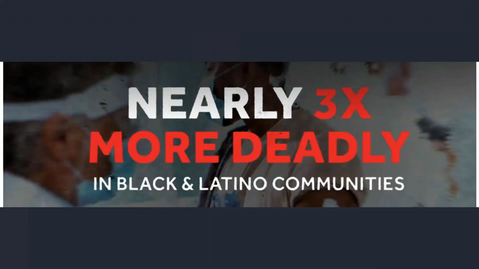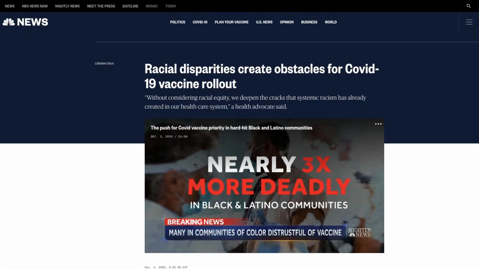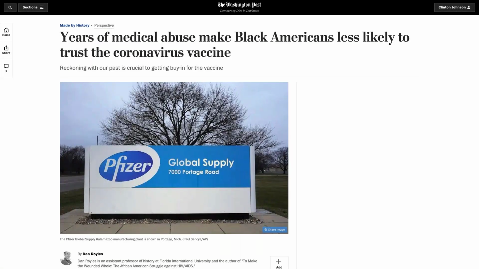And while the pandemic has proven to be nearly 3 times more deadly for Black and Latino communities, racial disparities continue to create obstacles for addressing COVID-19. So government agencies and medical institutions are grappling with historic and contemporary racism that are a significant factor in vaccine hesitancy among Black Americans and others.